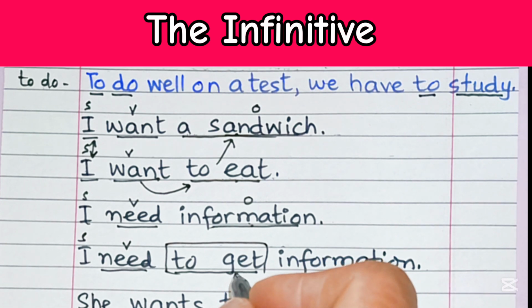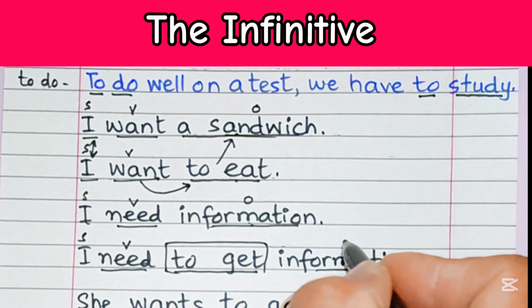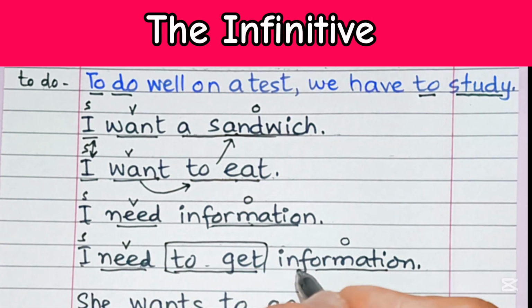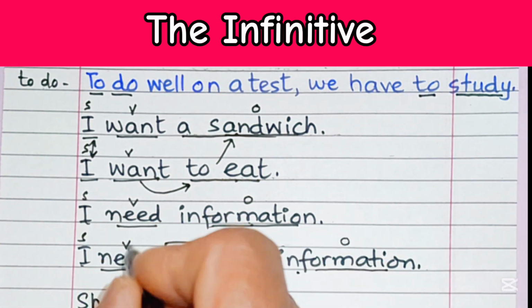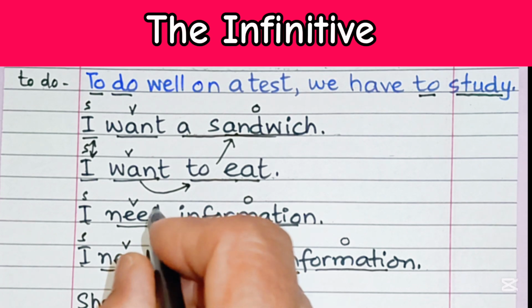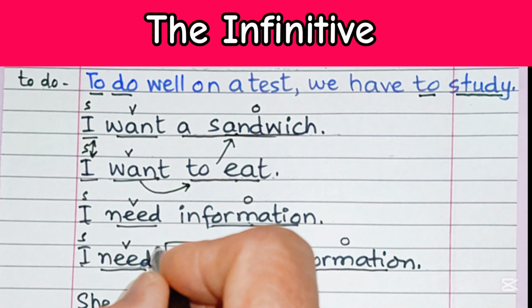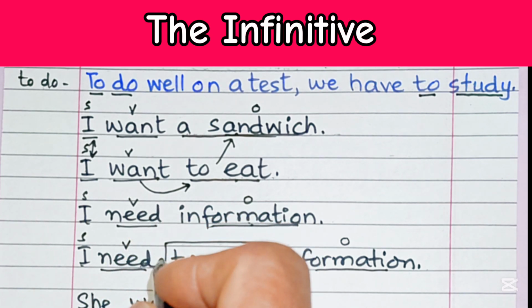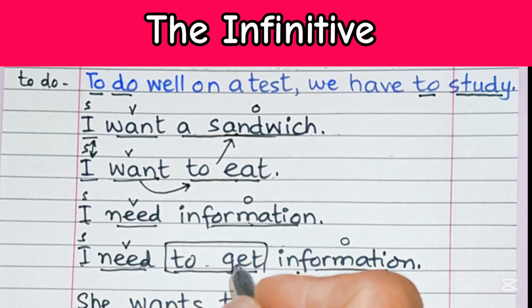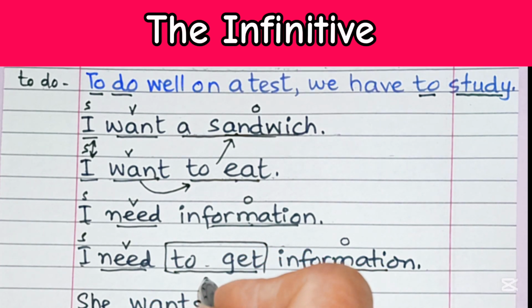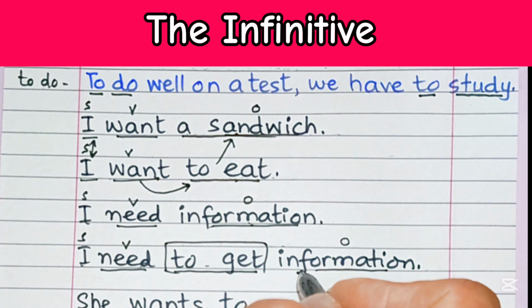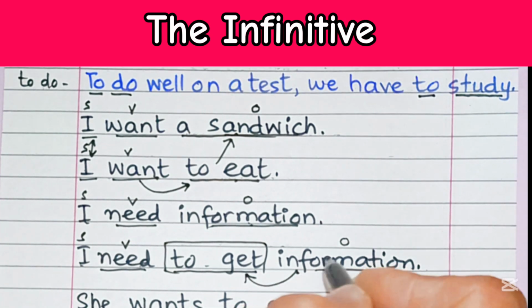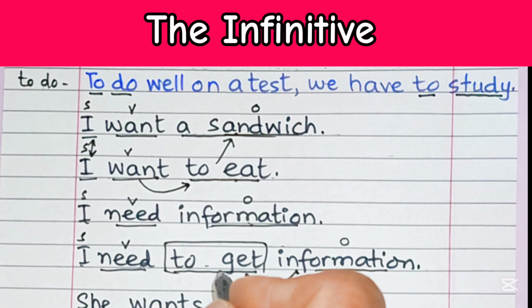To get. And then it remains the same object. I need to get information. These two sentences have basically the same meaning. The difference, however, is that this is the infinitive to get, and then this information becomes the object of the infinitive. So this is information that becomes the object of this infinitive.